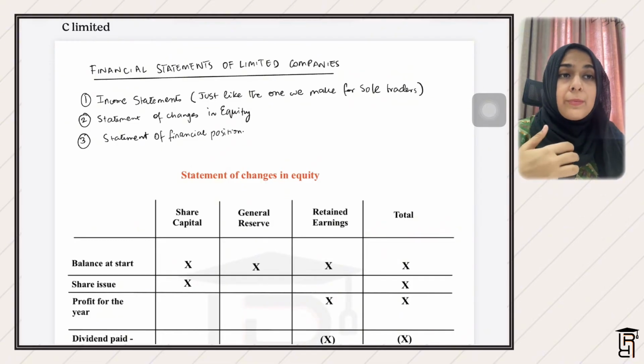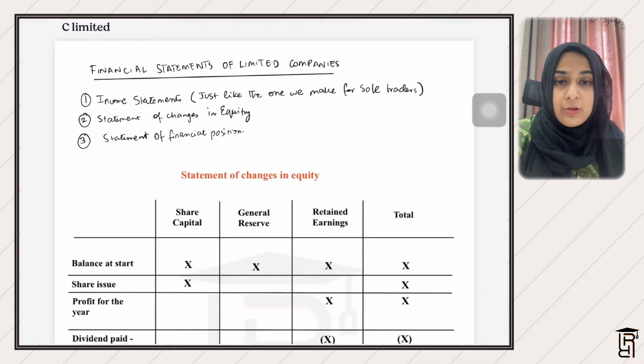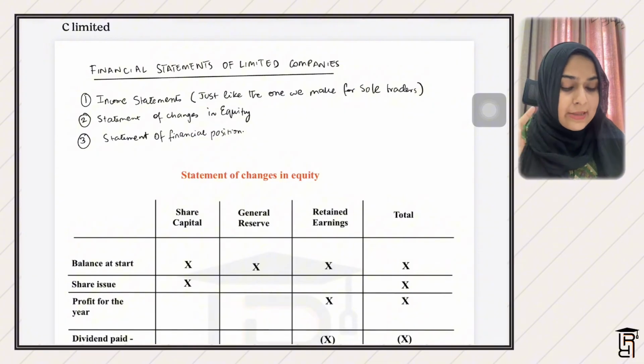So there are thousands of shareholders in public limited companies, and because public limited companies are huge, their capital is also very huge. For this particular topic, there are three things that students need to know. One is the income statement. I'm just talking about the numericals here, where students are tested on the numericals.